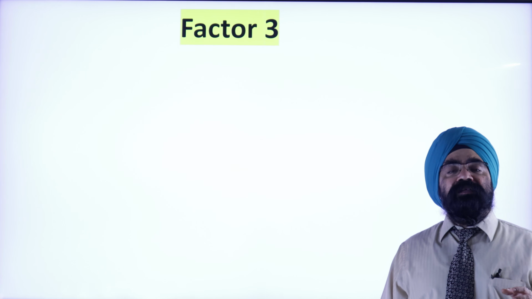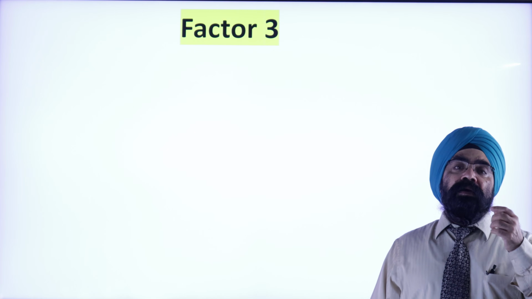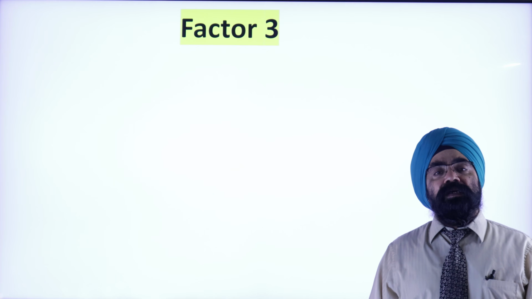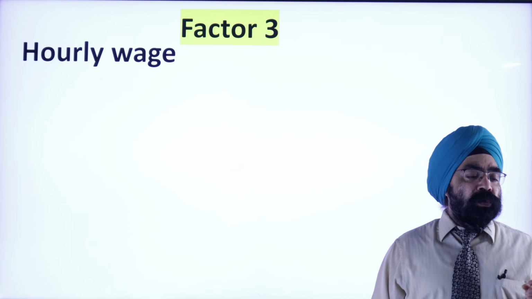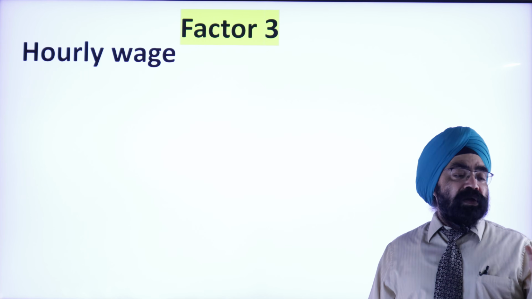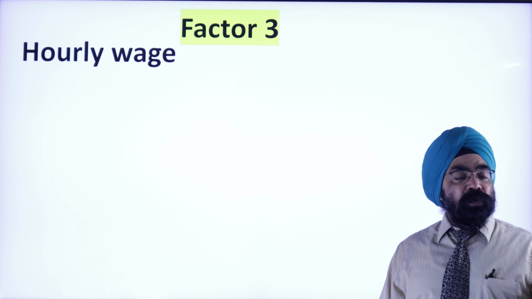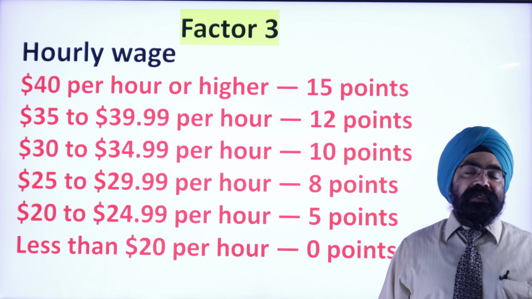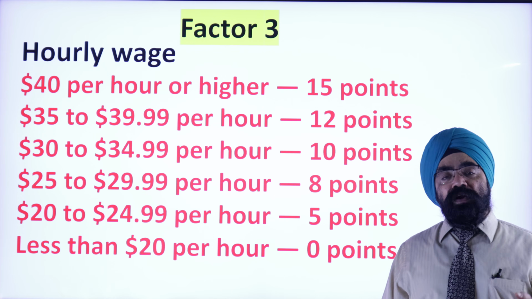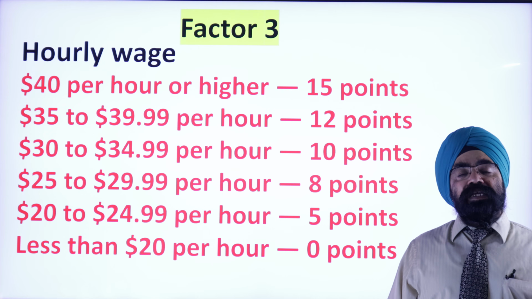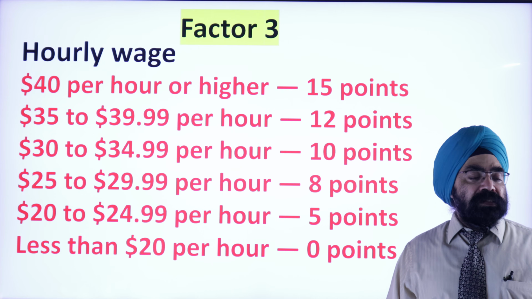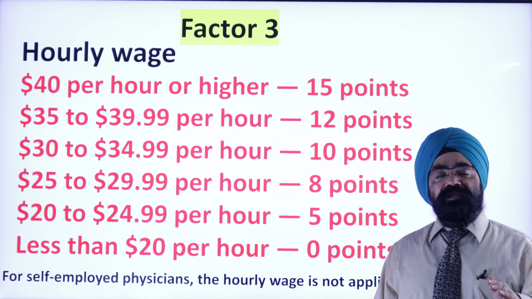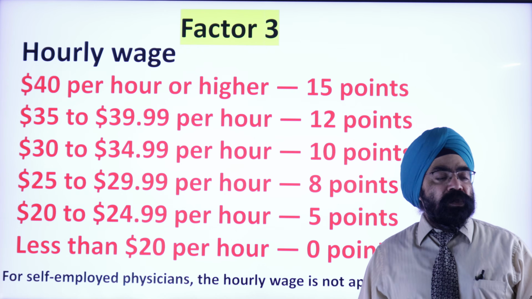Factor 2 is hourly wage. That's self-explanatory. Below $20 you get 0 points. 20 to 25 you get 5 points. 25 to 29 you get 8 points. From 30 to 35 you get 10 points. 35 to 40 you get 12 points. 40 or more you get 15 points. For self-employed doctors, the wage system is a little different. I'll try to explain in another video.